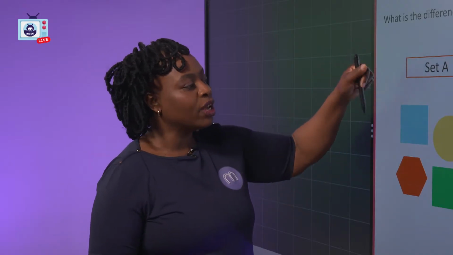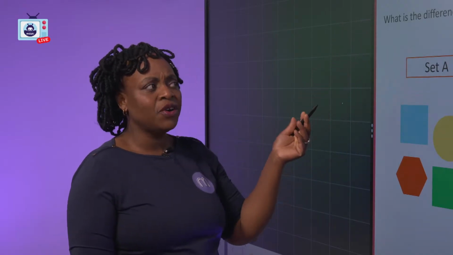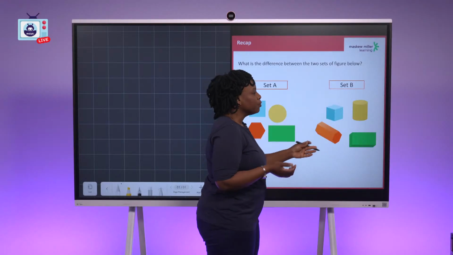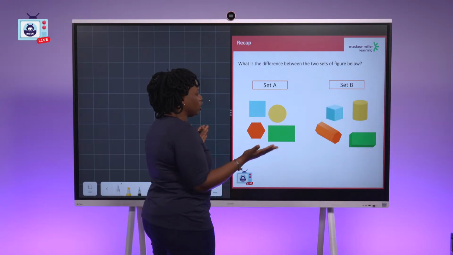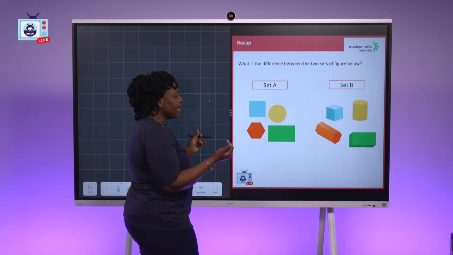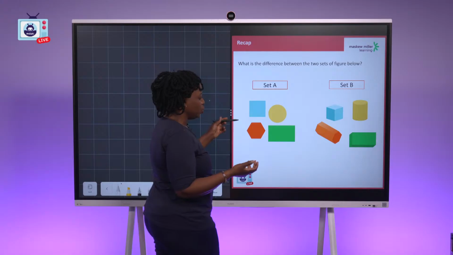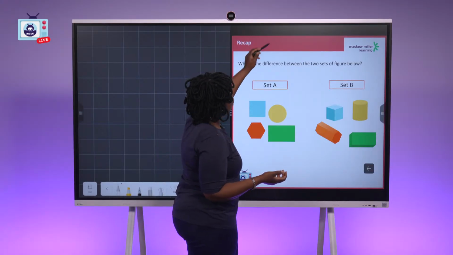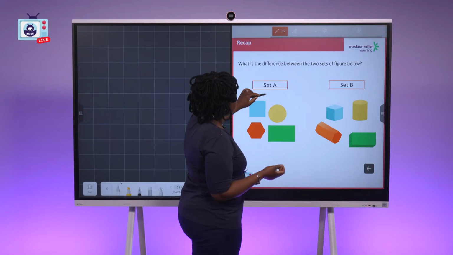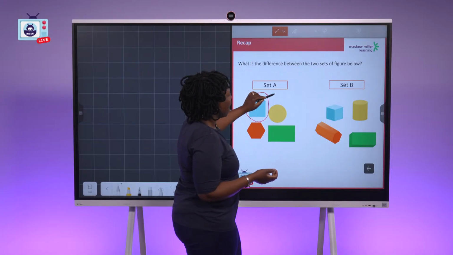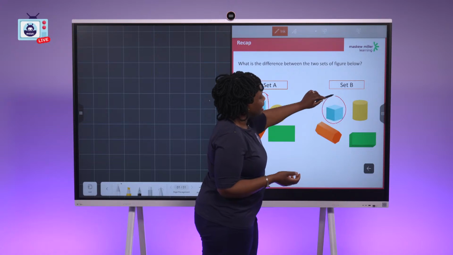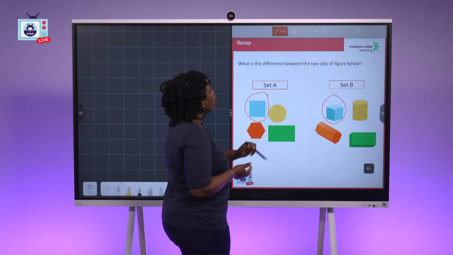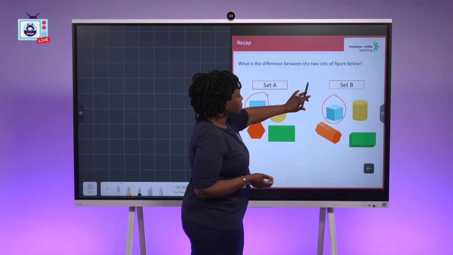When you're looking at these two, tell us what is the difference between these two sets. We have set A and set B. Do you see any difference? If yes, please pop into the chat. You can see that we do have our blue here, which is similar on the other side. Tell us what is this shape and what is that other shape, and tell us the difference if you can in the chat.